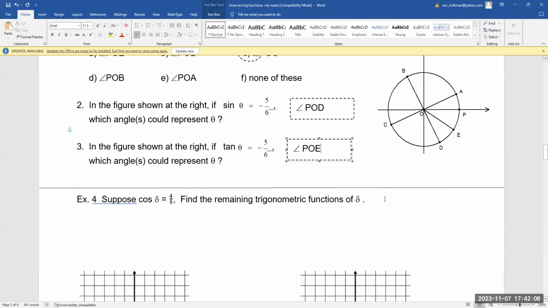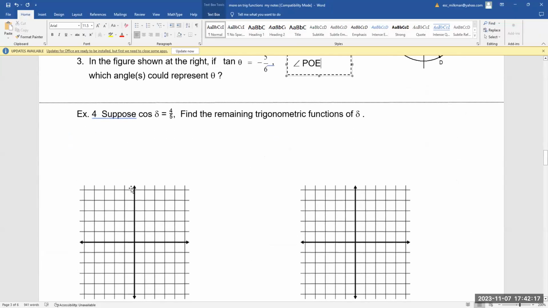Okay, example 4. Moving on. The cosine of delta is 4/5. Find the remaining trig functions of angle delta. Well, if you look at your paper, I've got 2 pieces of graph paper here. And why would I have 2 pieces of graph paper? Because the cosine is positive in 2 different quadrants. The cosine is positive in quadrant 1. Everything's positive in quadrant 1. But the cosine is also positive in what quadrant? Oh yeah, that's quadrant 4.